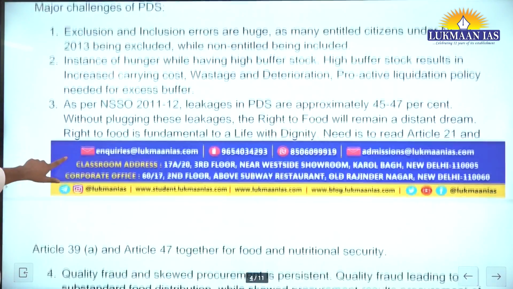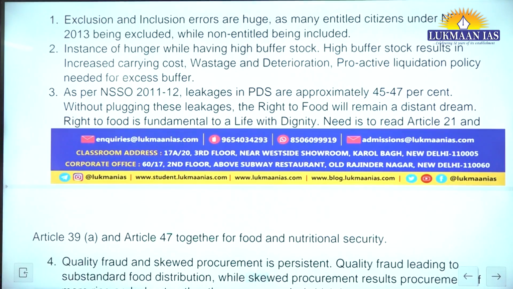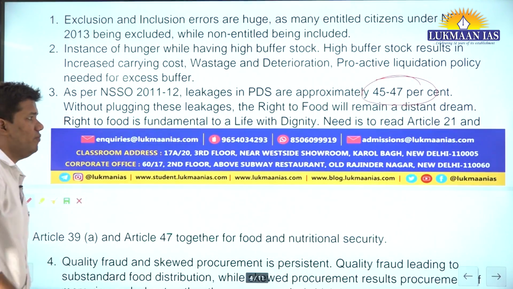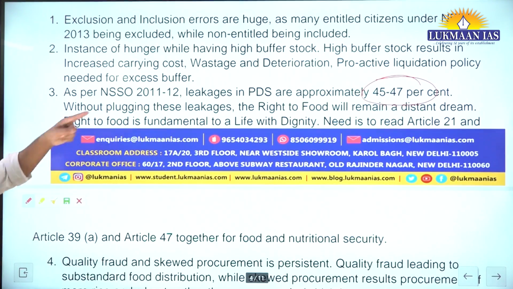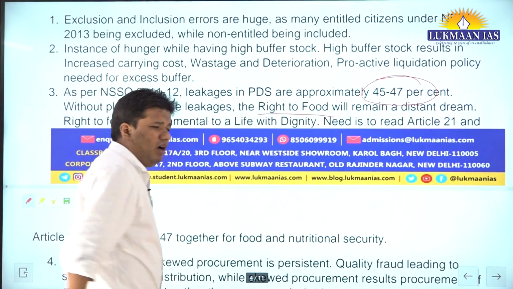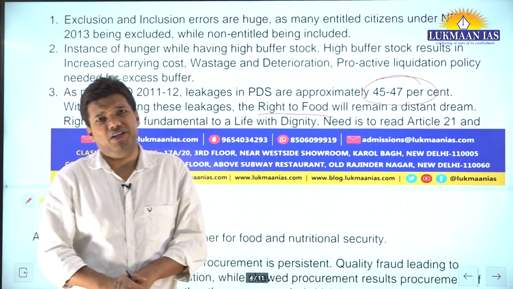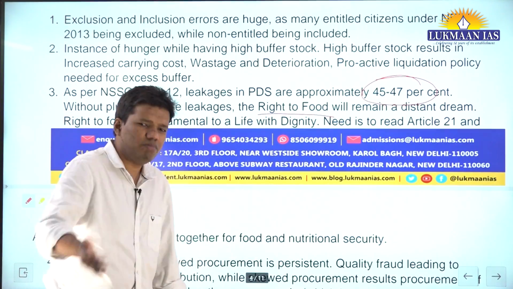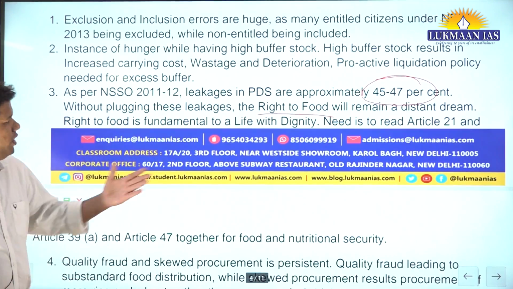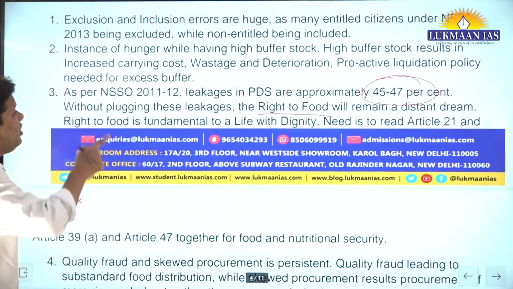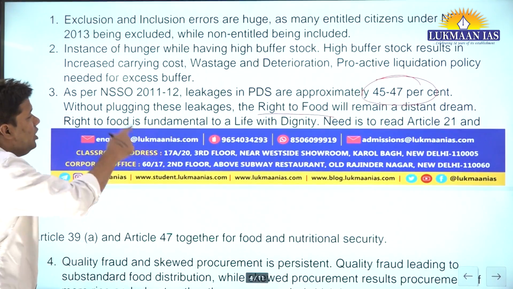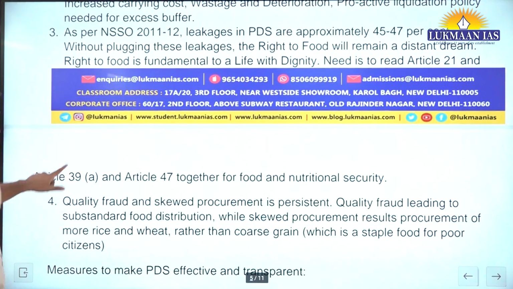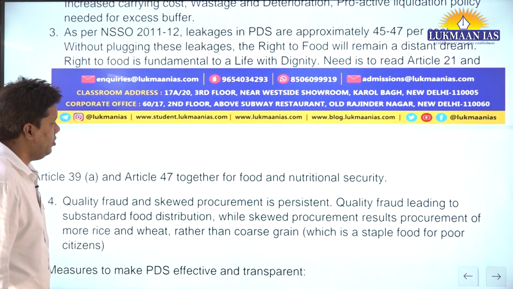Then you may also write some facts. As per NSSO, leakages in PDS are approximately 45 to 47%, very high leakages. Without plugging these leakages, the right to food, which can be traced under Article 47, fine, that is fine. But right to food is a fundamental right under Article 21. As you know, Article 21A is related to education, right? Similarly, right to food can be traced from Article 21. It will remain a distant dream. Right to food is a fundamental right, fundamental to a life with dignity. The need is to read Article 21, 39A and Article 47 through food and nutrition.